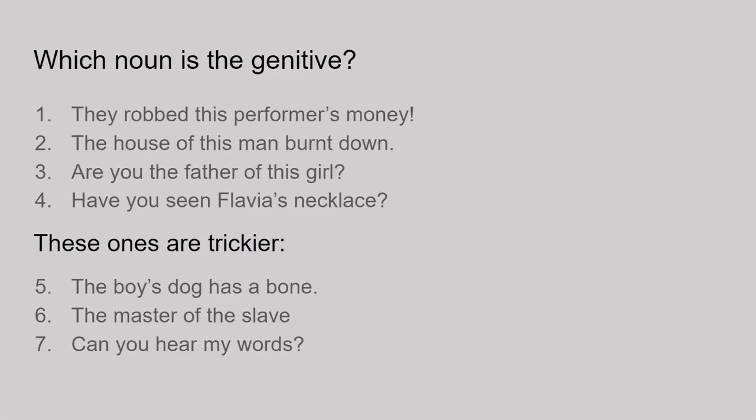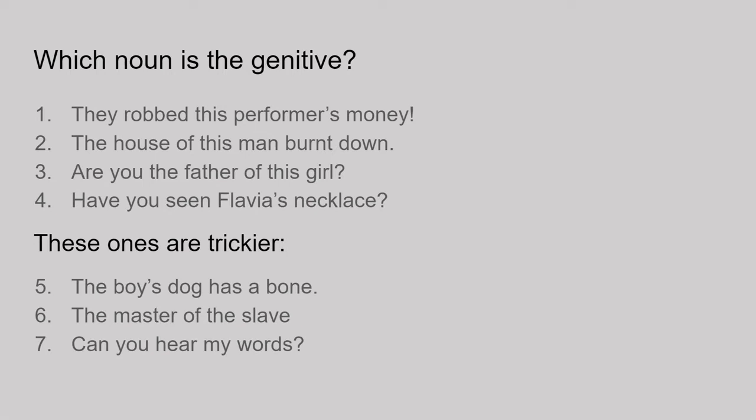Try these English examples first to practice the concept. Which word would be in the genitive case? The last three are trickier, so top tip, see if changing any of the nouns to include of the makes sense. If it does, although it might be clunky, then that's your genitive. So pause the video here if you want some time to work it out, otherwise I will go through it now.